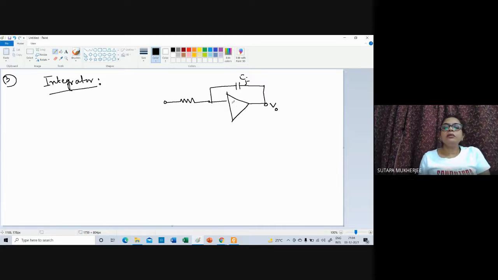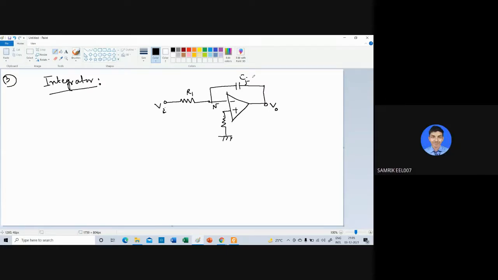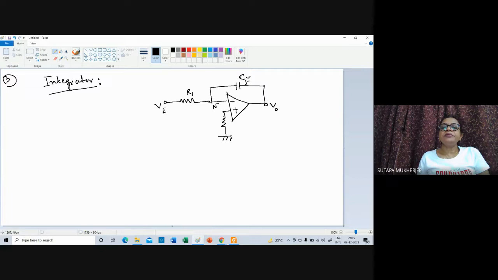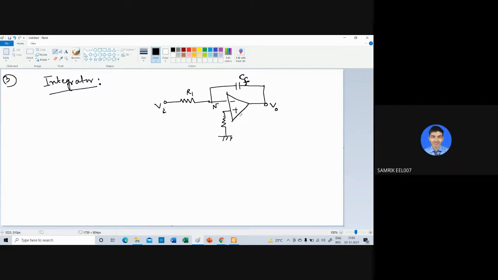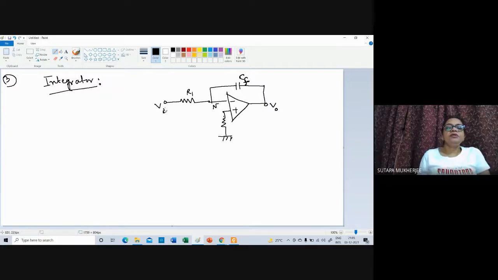Now, this is the non-inverting terminal. Non-inverting is grounded through a resistance. This is R1. This is the capacitor CF for feedback. So this is the input voltage VI.